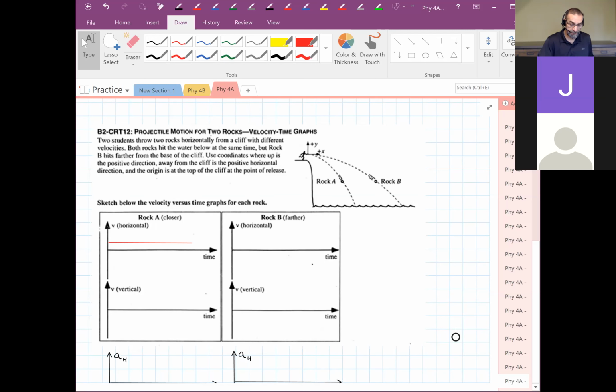How about B? B would look very similar, but it has a slightly larger speed in the horizontal direction. So it would also be a horizontal line, but slightly higher magnitude, right? Is that a horizontal line? Close enough.